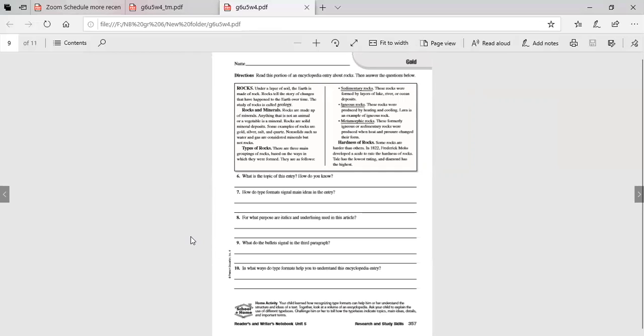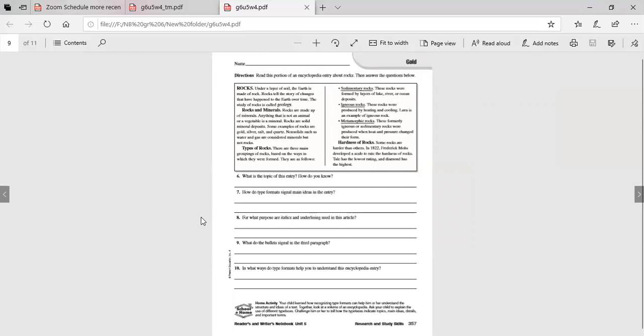Good. So the topic here, what is the topic here? It is rocks. And how do you know? Because it's boldface and it is capitalized. Now it has capital letters. That signals the topic.